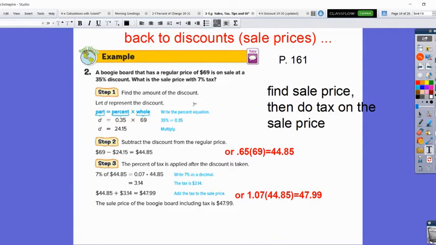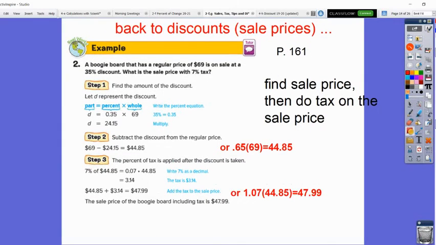Here they use 0.35 times 69, which is $24.15, the discount. Subtract that from the original price, giving you a sale price of $44.85. That's the sale price. You can also do this using method 2. 35% off means you're paying 65%. So you can just do 0.65 times 69 to get $44.85. That is the sale price.